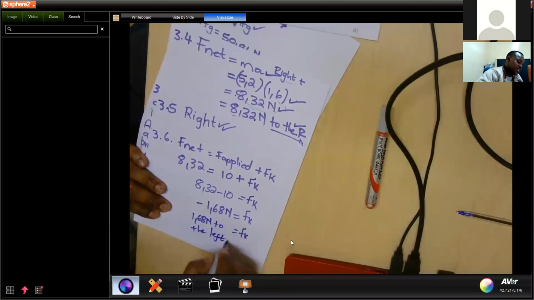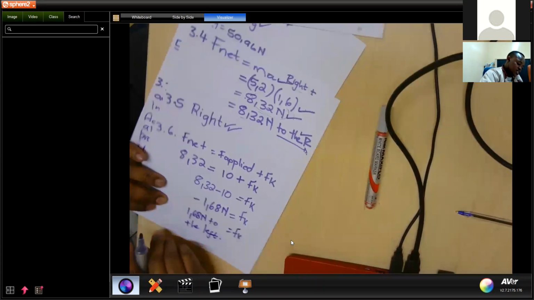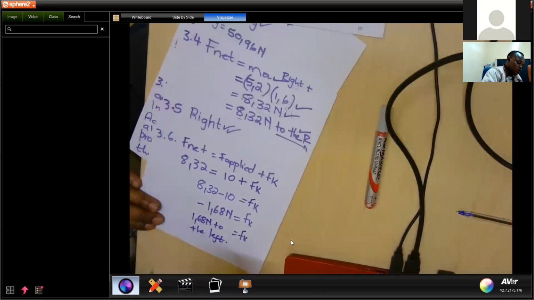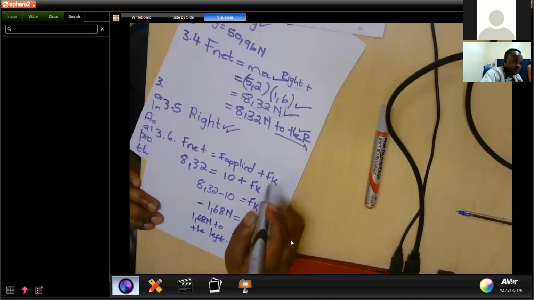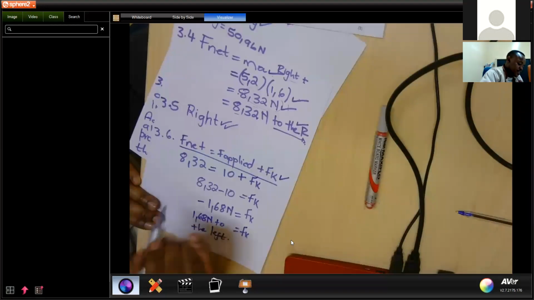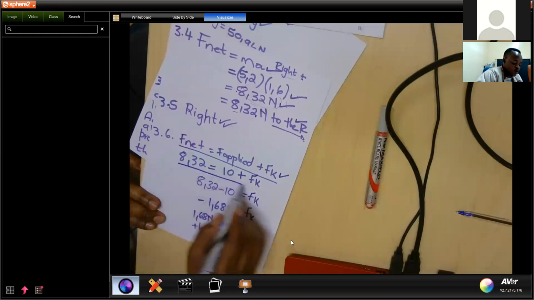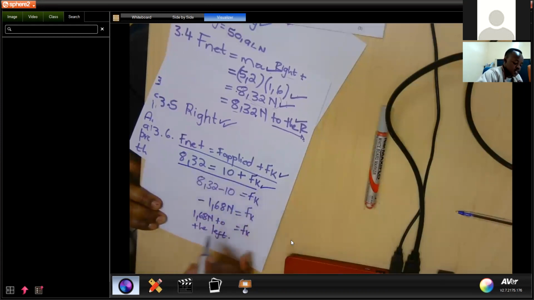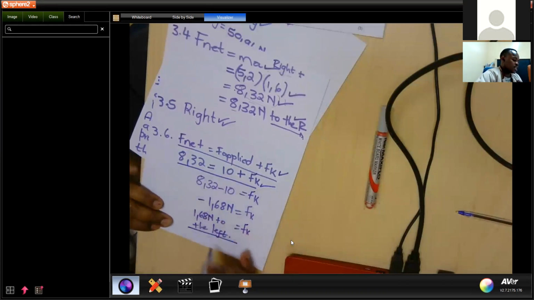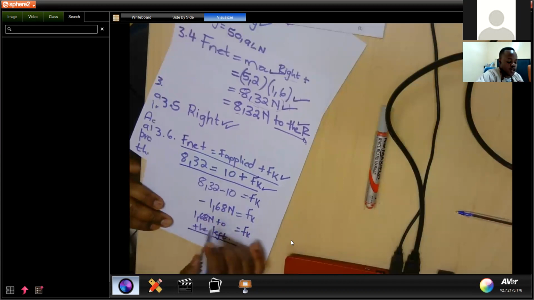And most likely there, our mark allocation is 1 for the entire expansion of F net. Then the other mark will be for substitution, and the last mark will be both for the magnitude and the direction, and that is how you will get your 3 marks.